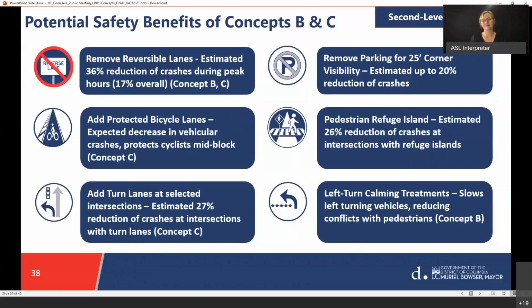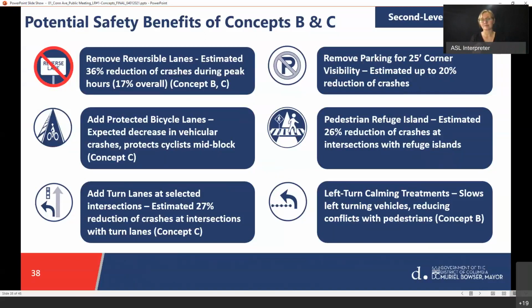So now we're going to get into some of the safety benefits related to concepts B and C. Both concepts have opportunities to make improvements at an intersection level and a corridor level as well. So we'll start with removing the reversible lanes that would eliminate crashes that are occurring currently. We've definitely seen that as a causation for numerous accidents, in a high percentage of the crashes that are occurring along the corridor.